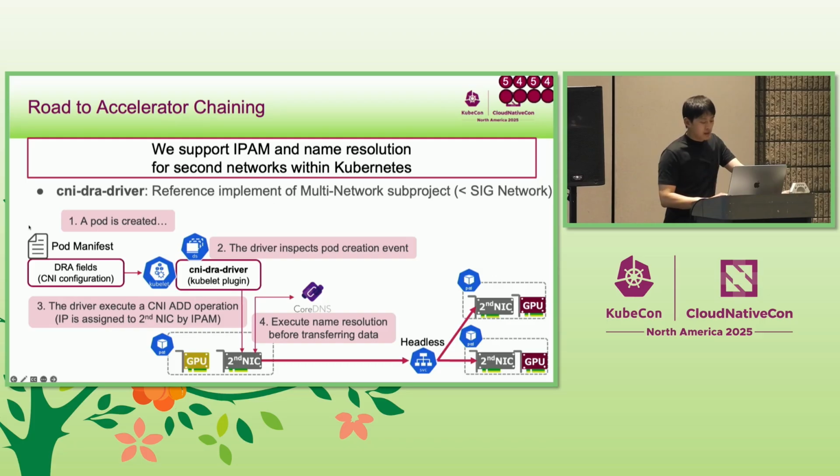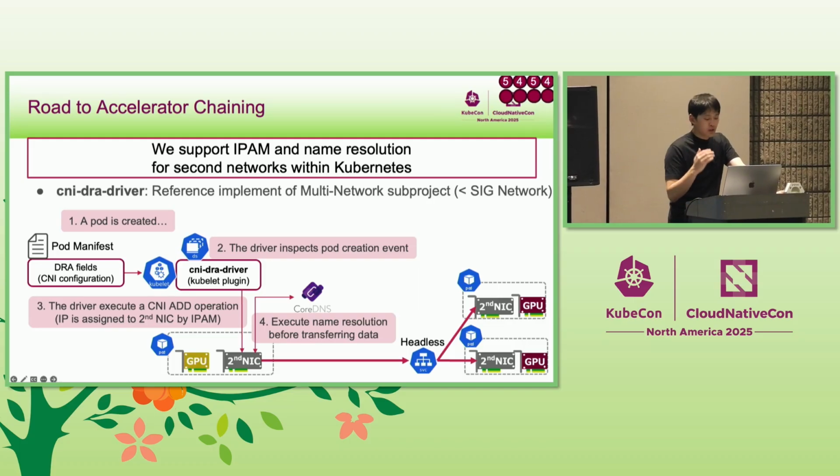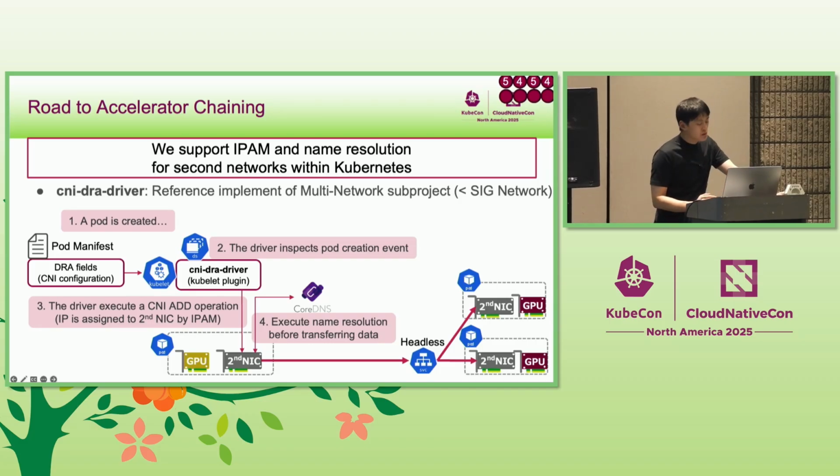When a pod is created, its manifest includes a DRA field that contains the CNI configuration. This information is passed to Kubernetes, and the CNI DRA driver, which runs as a Kubernetes plugin, detects the pod creation event and performs a CNI add operation. Through these processes, an IP address is assigned to the secondary link by IPAM. Before the data transfer begins, name resolution will be performed. As a result, users can now use accelerator chaining.